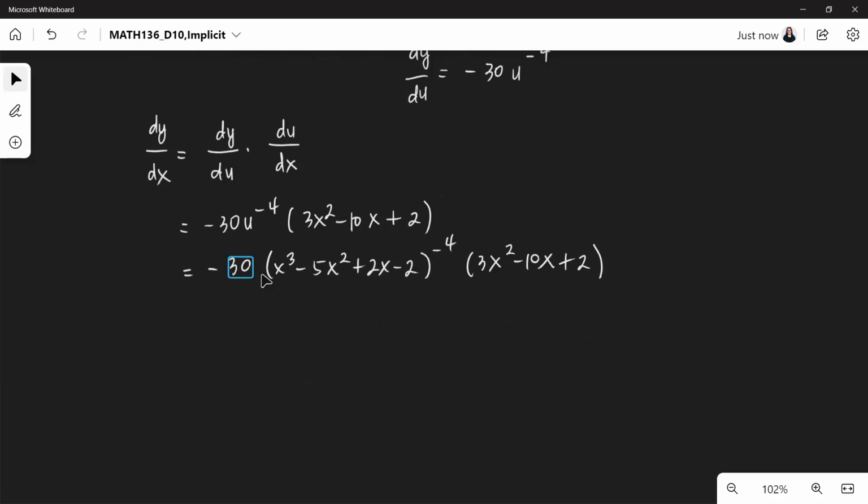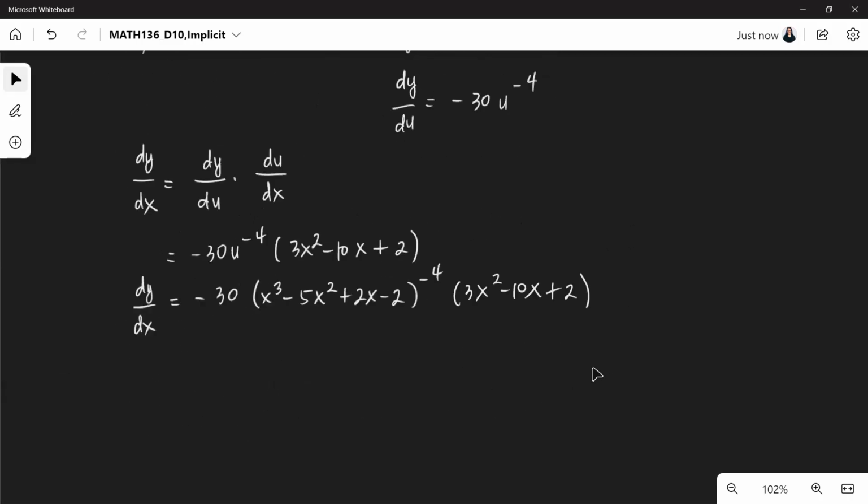You don't need to distribute this to each of the terms in this trinomial. And of course, you cannot distribute the negative 30 to each of the terms here. Careful, there's an exponent, so you cannot just multiply directly whatever factor you have to each of the terms here because you still have an exponent. So this can be the final answer. Or if you want, you can transfer this trinomial after negative 30.